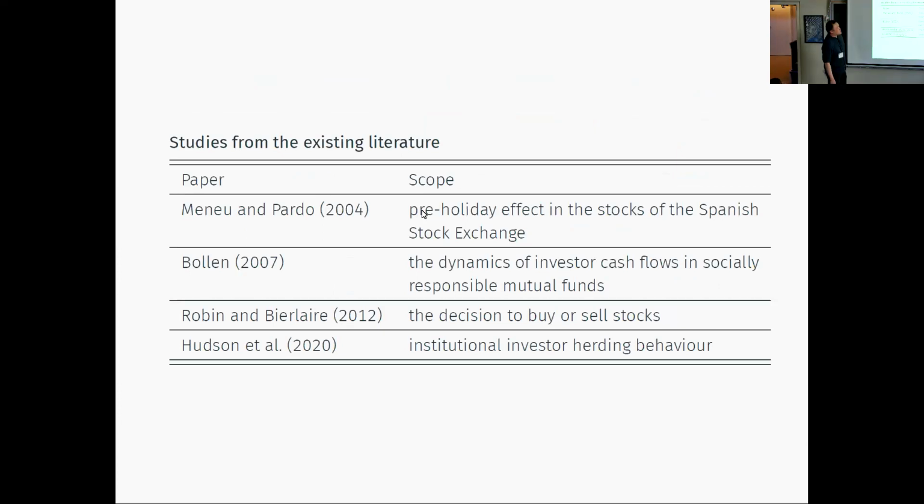And in the existing literature, there is some work on investment behavior, but this work focuses on very detailed aspects, a detailed small aspect of behavior. For example, how they trade before a public holiday, things like that.